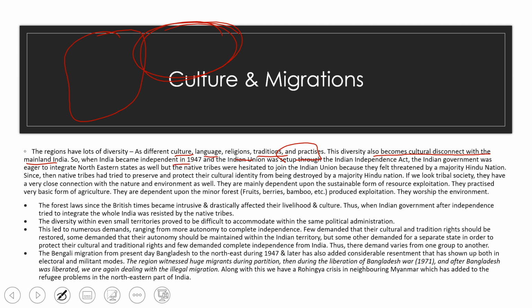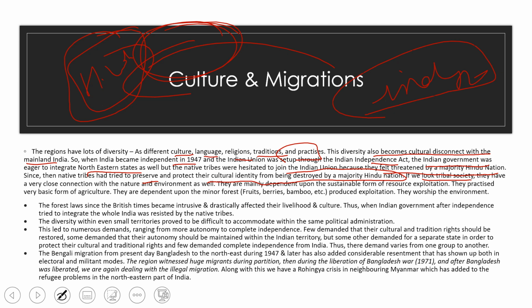So when India became independent in 1947, and the Union of India was set up through the Indian Independence Act, the Indian government was eager to integrate the northeastern states as well, but the native tribes were hesitating to join mainland India, because they felt threatened by the majority Hindu nation in those regions. The native tribes tried to preserve and protect their cultural identity from being destroyed by the majority, and they demanded sometimes independent states or autonomous states. These kinds of demands have come from all these states.